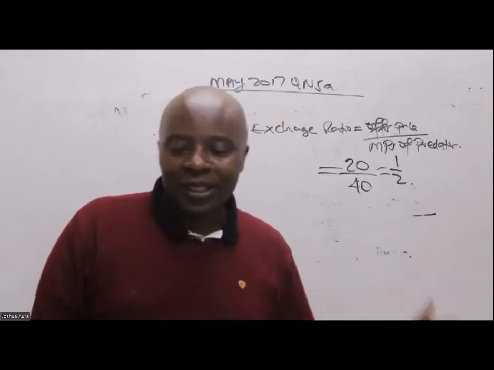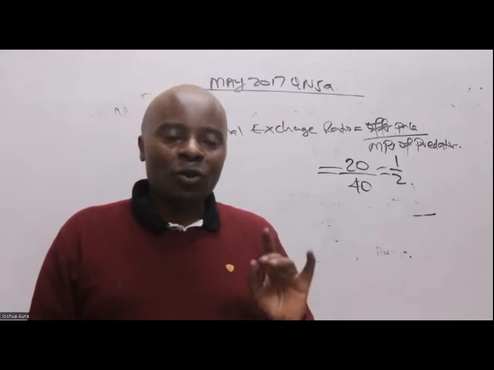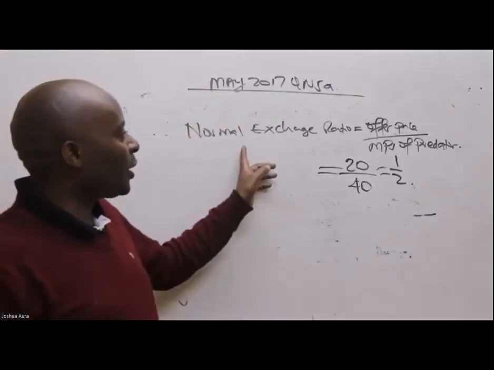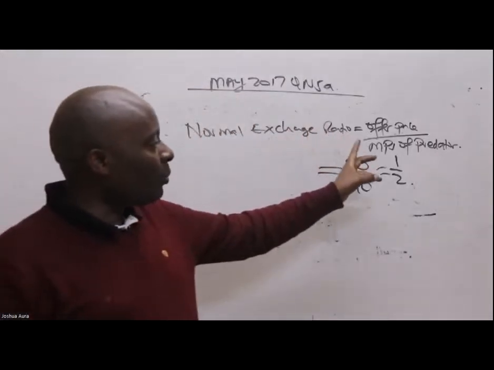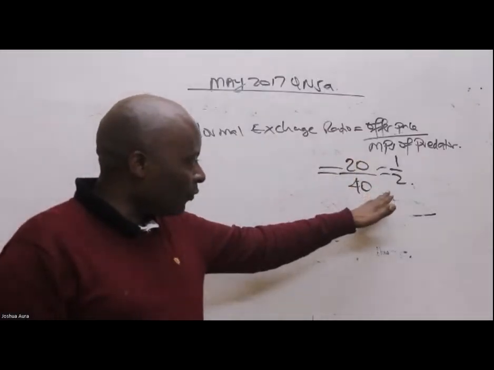You highlight with yellow. Thank you so much. And then, of course, to get this normal exchange ratio, we are taking the offer price all over EPS, not the EPS of the predator, which was able to give us a half like that.